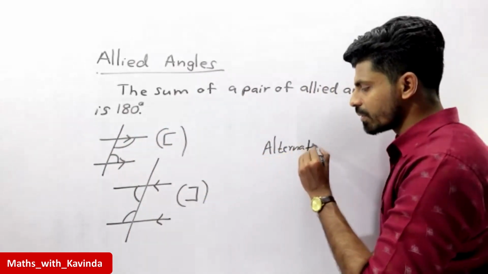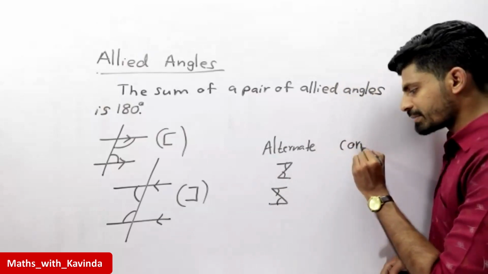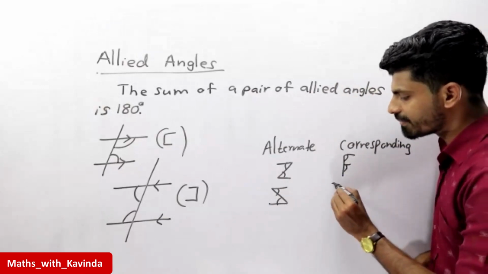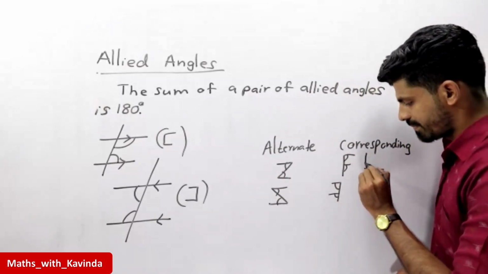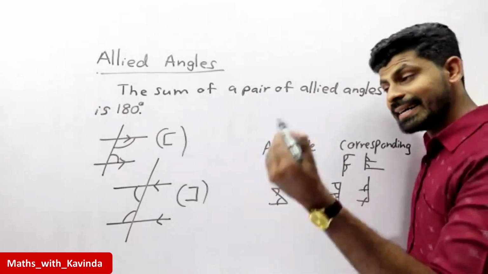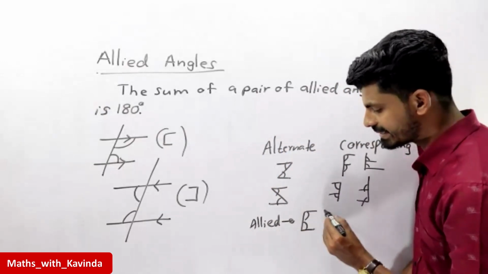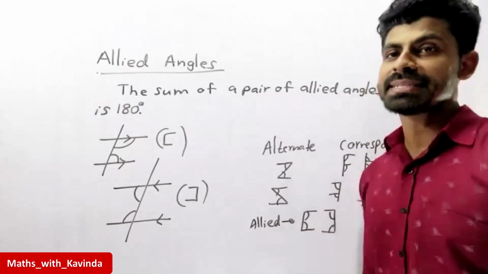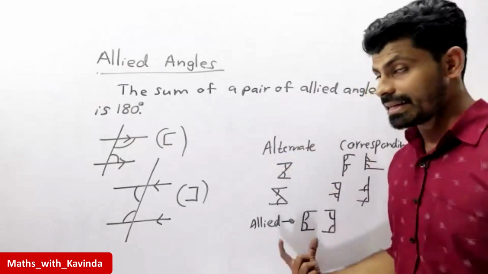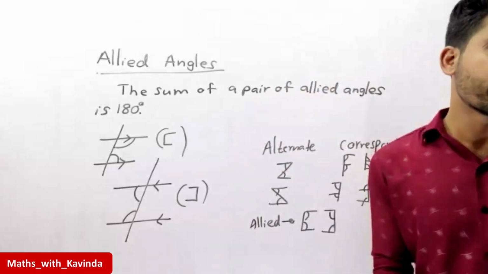Alternate angles means letter Z. Corresponding angles means letter F. Allied angles means letter C. Alternate angles are equal. Corresponding angles are equal. Allied angles add up to 180.